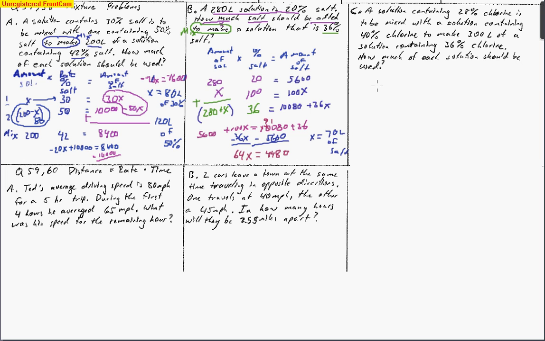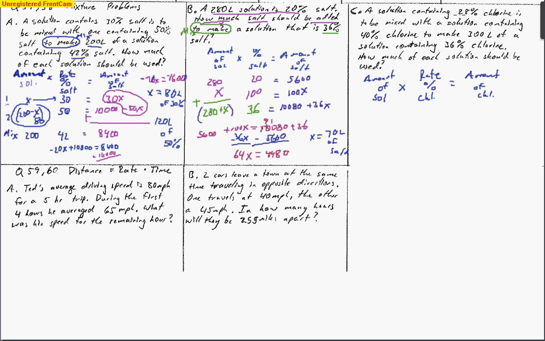Another problem, this is similar to the first one that we just did. We have an amount of solution, and we're going to multiply that by a rate. The rate is a percentage of chlorine this time. And we're going to get an amount of chlorine when we multiply those numbers together. Well, we go ahead and set up our problem. We substitute what we have.